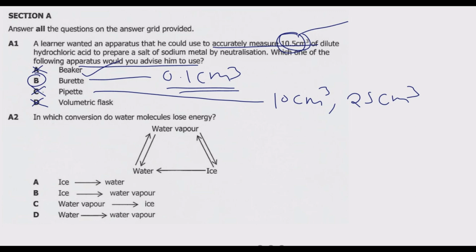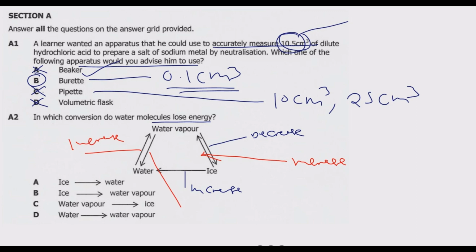Number 2, in which conversion do water molecules lose energy? So we need to know how the water molecules lose energy. So what happens is when water changes, let us say from water to ice, the average energy of the molecules will decrease. So what is happening here in this case is, so here is increasing. It's the opposite of from water to ice. Then if you look at here, this is a decrease, which is losing. Then if you look at here, this one is basically an increase. Then from water to vapor here is also an increase. Then here is a decrease.